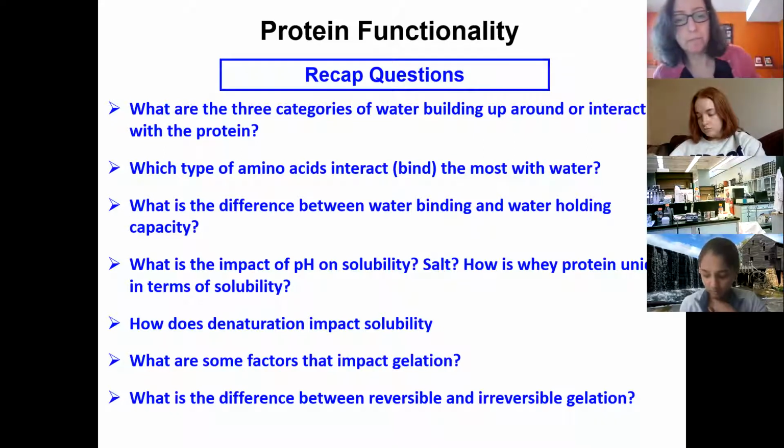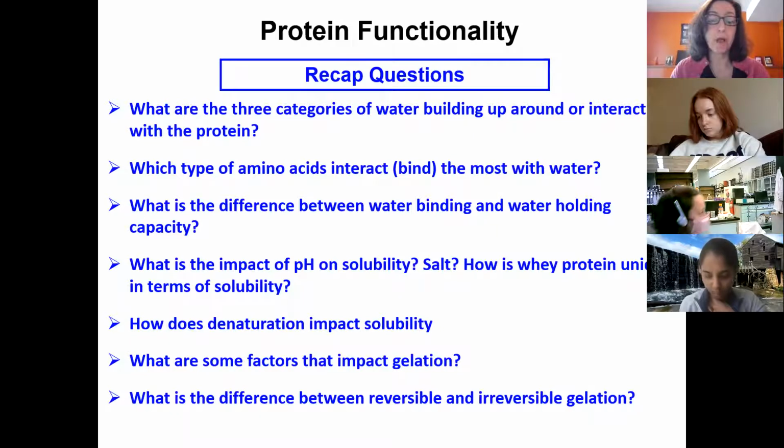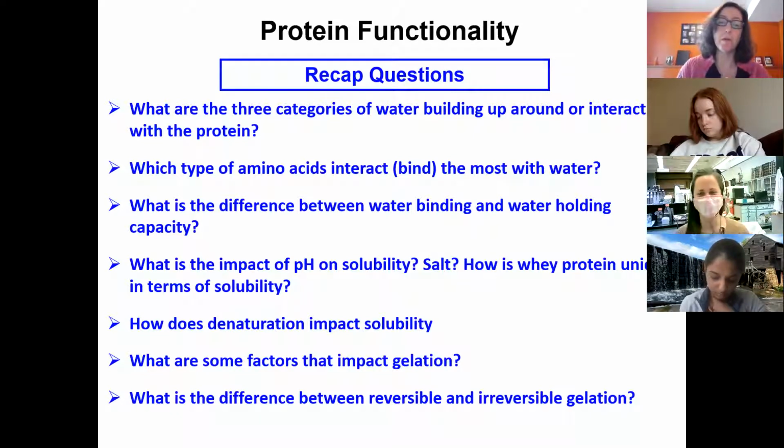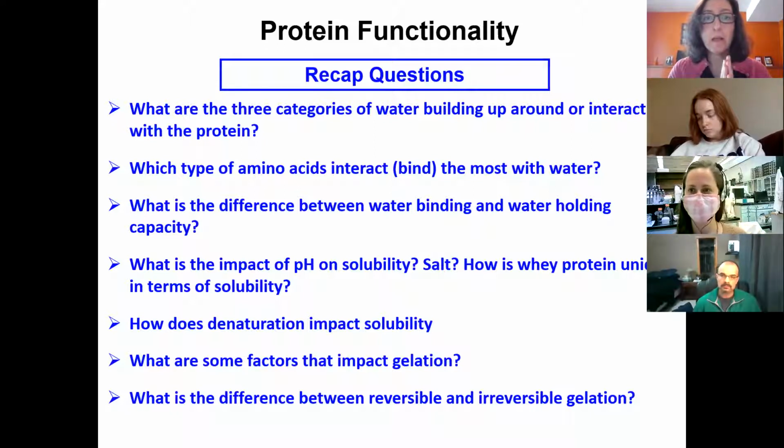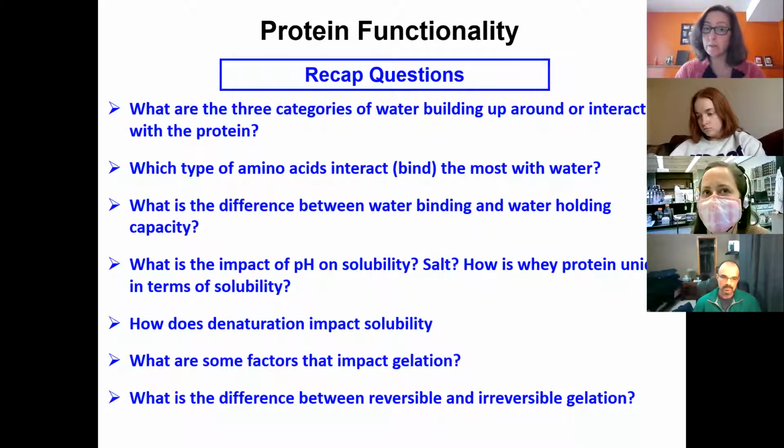Okay, other factors, can you remember other than pH and temperature? Pressure. Well, pressure can cause denaturation, but we need other inducing factors than just pressure to form our gel. Time. How long you heat the gel. Yeah, time is important.